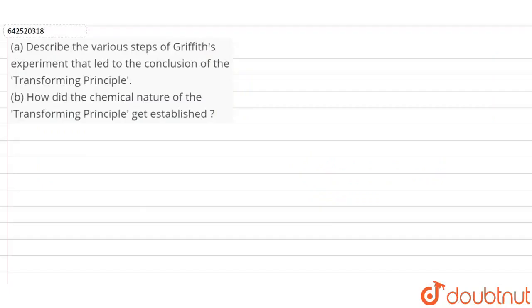There are two parts in this question. In part A, they're asking us to describe the various steps of Griffith's experiment that led to the conclusion of transforming principle.